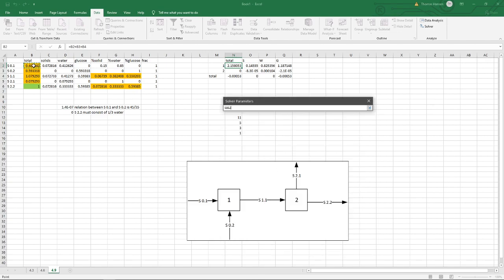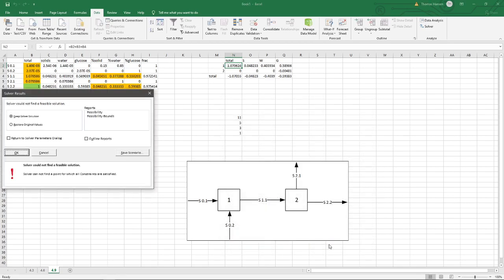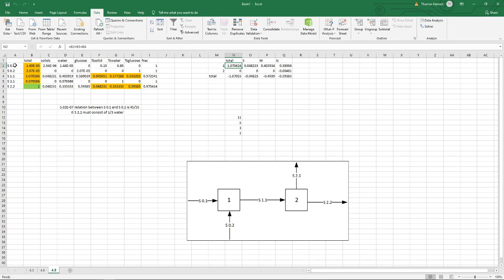And you may change these cells, these and these. Am I happy with the value? No. What have I messed up? That one.